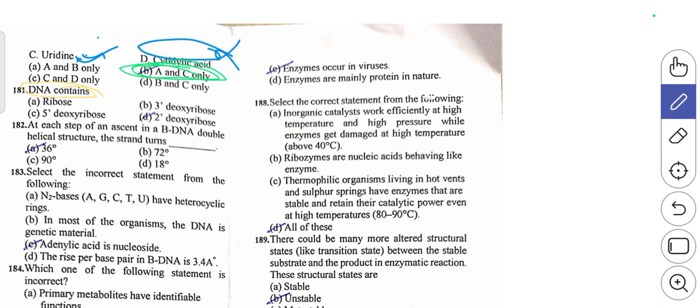The next one, DNA contains. So the answer for this one is 2-deoxyribose.